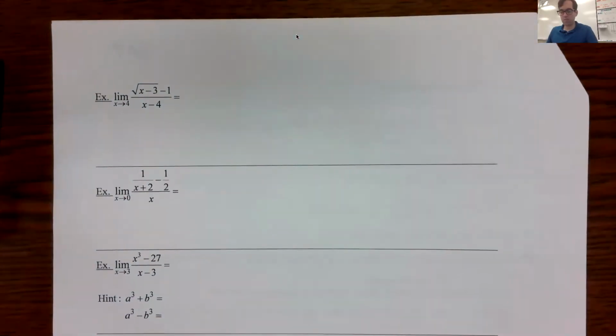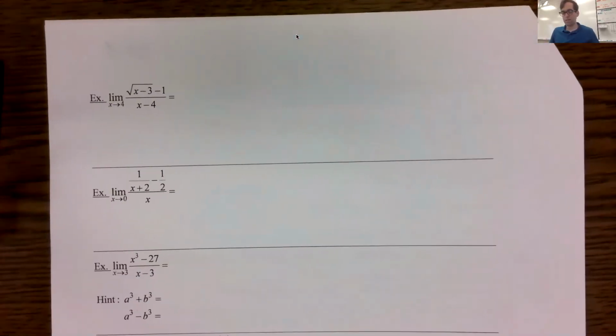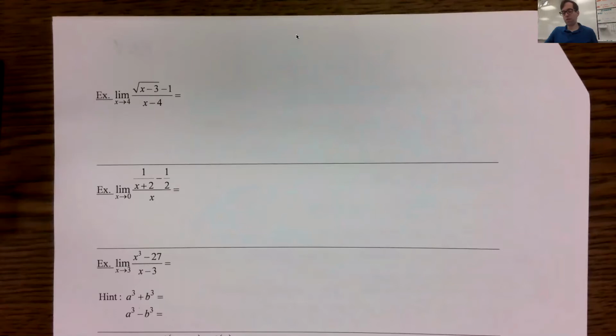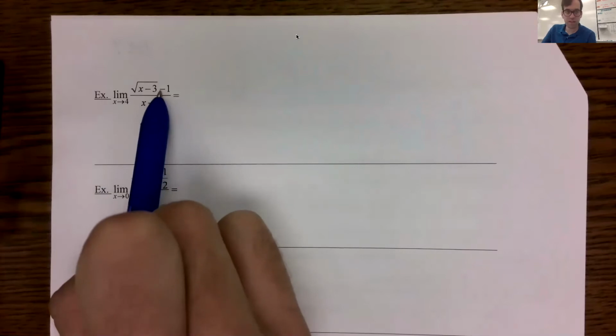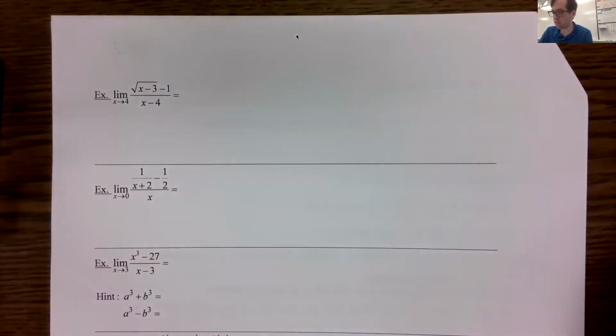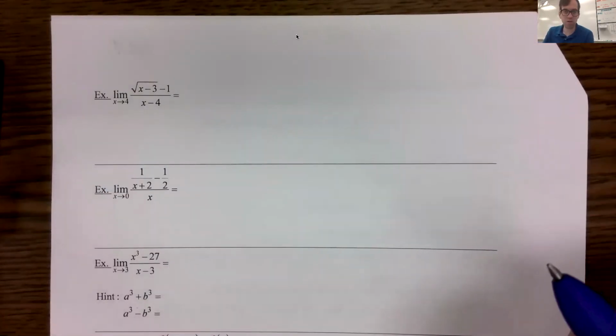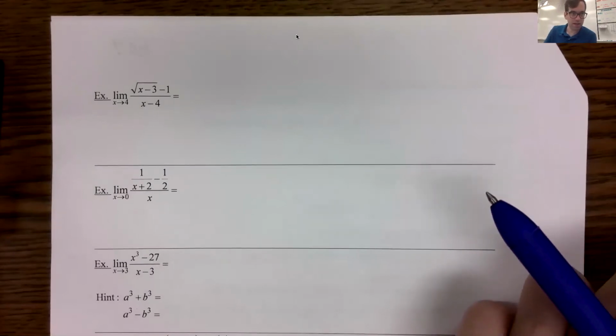All right, next up we have the conjugate pair method, which is common with square roots. So what we're going to do here in this one is multiply by the conjugate pair of the numerator, meaning we change this minus to a plus and multiply, and that'll help us to get rid of this. Because right now, if we plug in 4, we're going to get an indeterminate form, right? We're going to get 0 over 0.